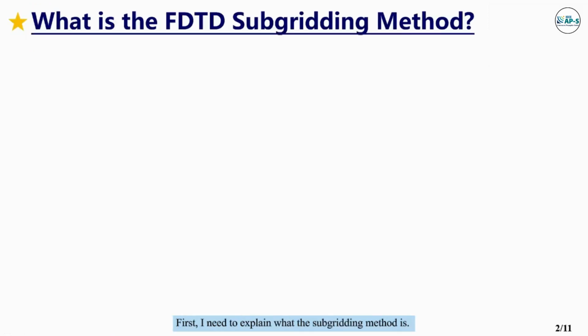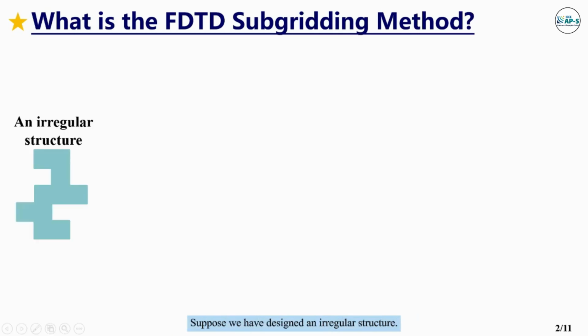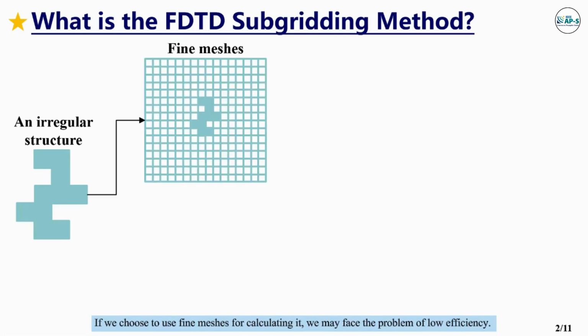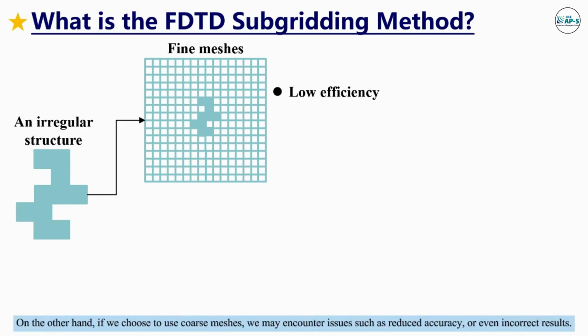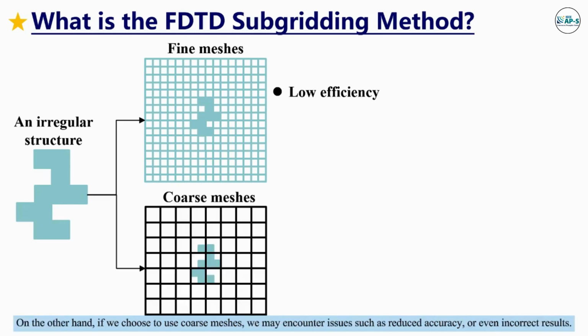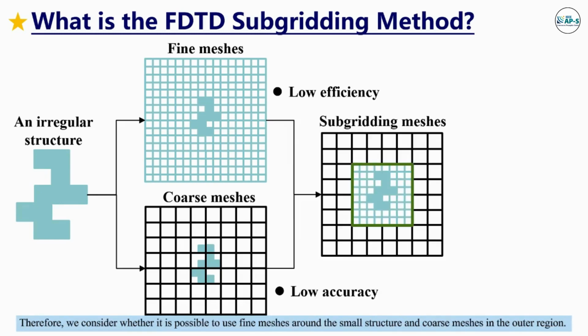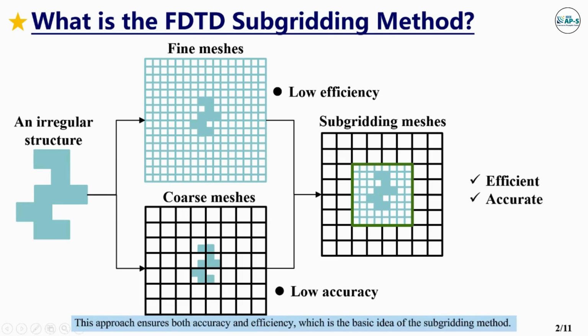First, I need to explain what the subgridding method is. Suppose we have designed an irregular structure. If we choose to use fine meshes for calculating it, we may face the problem of low efficiency. On the other hand, if we choose to use coarse meshes, we may encounter issues such as reduced accuracy or even incorrect results. Therefore, we consider whether it is possible to use fine meshes around the small structure and coarse meshes in the outer region. This approach ensures both accuracy and efficiency, which is the basic idea of the subgridding method.